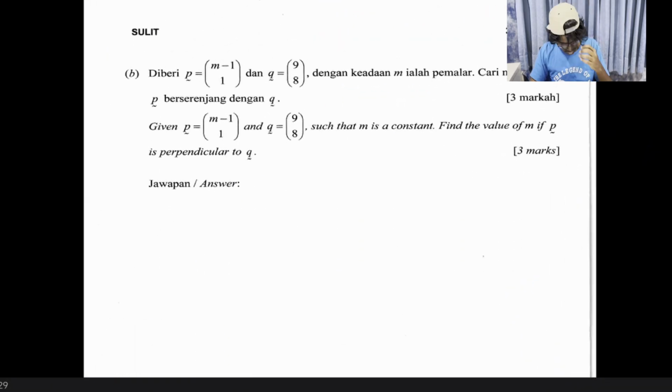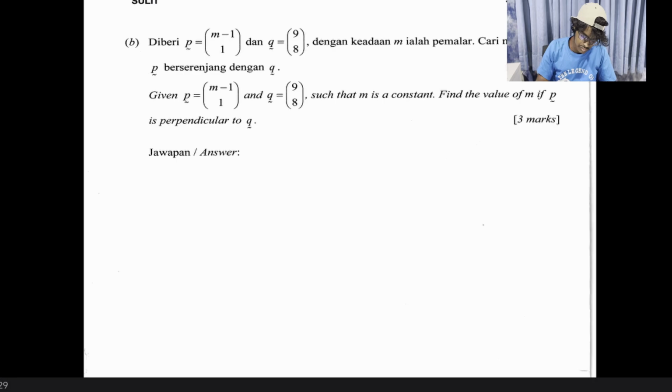Okay, there's a P as well. For the next question, they've given you this vector and this vector, and they tell us that m is a constant. Find the value of m if P is perpendicular to Q. Okay, so what does perpendicular mean?